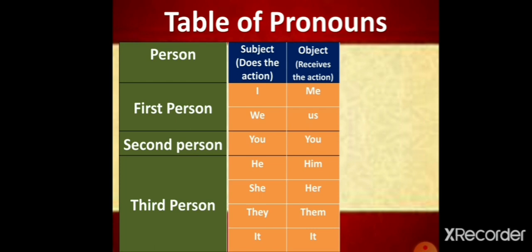Next is pronouns as objects. As object means जब pronouns action को receive करते हैं. Those pronouns who receive the action. ऐसे pronouns जो कि action को receive करते हैं. All right, so first person will be me और us. I से बन जाएगा me और we से बन जाएगा us.